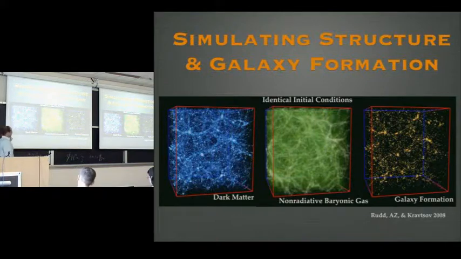In the next case, add non-radiative baryonic physics. So you're treating the hydrodynamics, but you're treating the gas in such a way that it can't lose its kinetic energy. It can't radiate away its kinetic energy. It does exchange energy. It shocks and things like that. In some of the literature, you'll see this called adiabatic, non-radiative. It's basically the same thing.